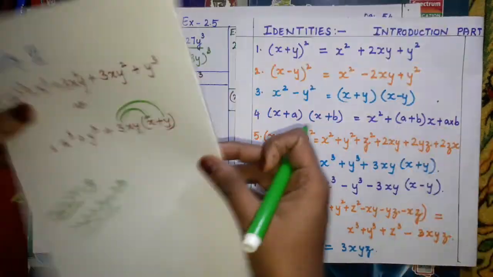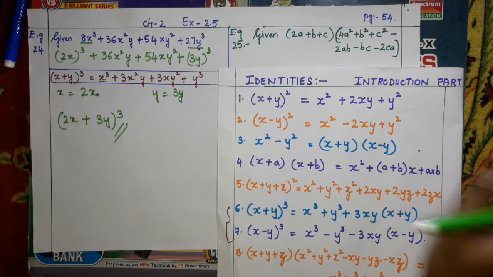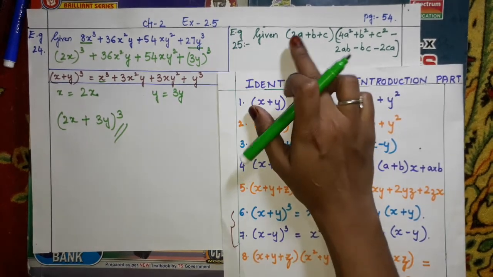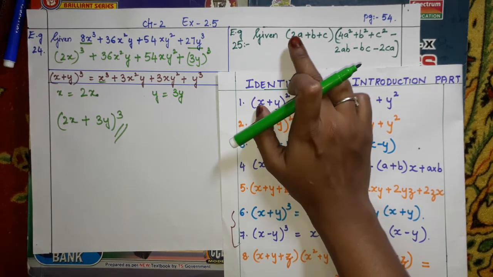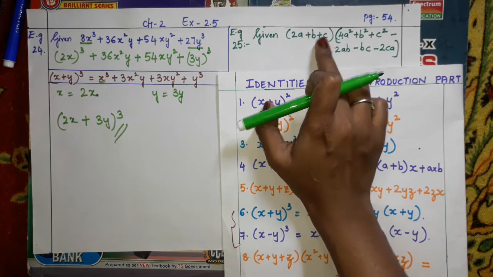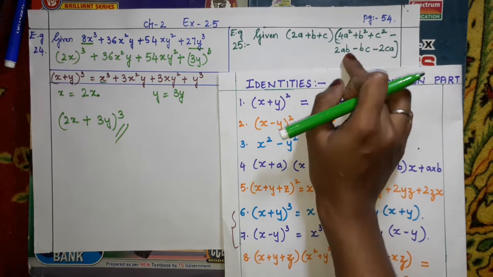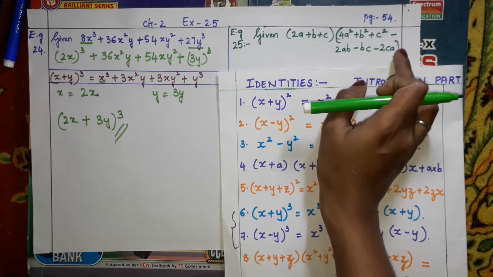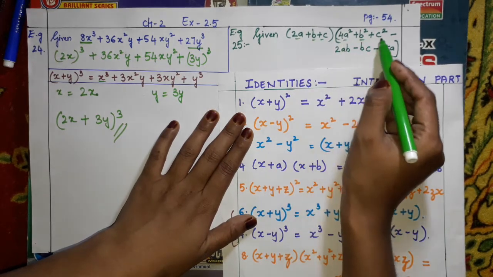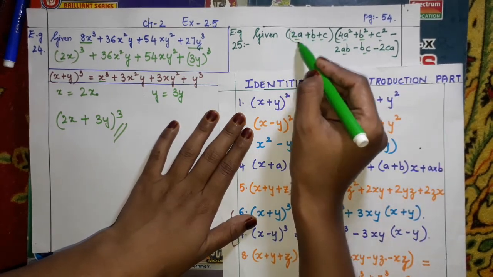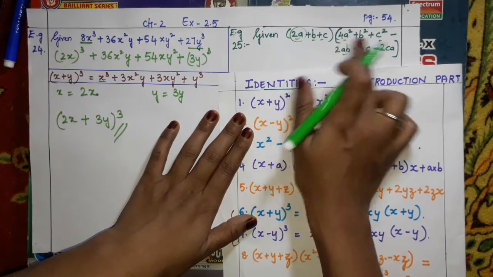Now moving to our next example. Example 25. Here they have given find the product. They have given 2a plus b plus c into 4a square plus b square plus c square minus 2ab minus bc minus 2ca. So here we have 3 terms, and here we have 6 terms. This complete bracket is one term, we'll say. Here 3 terms, here 6 terms.